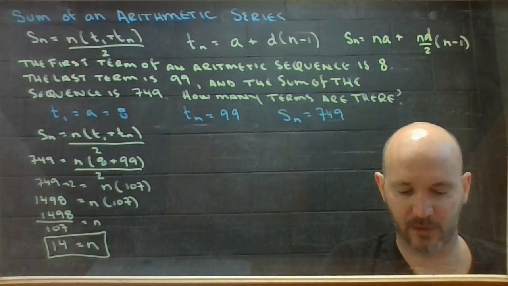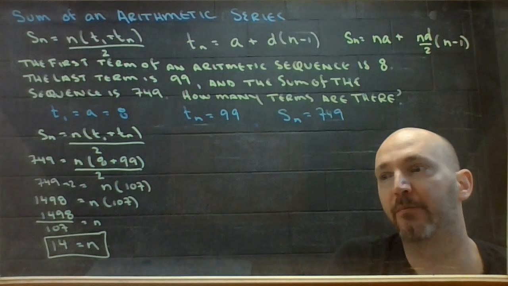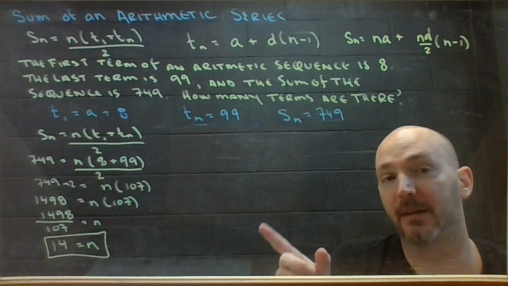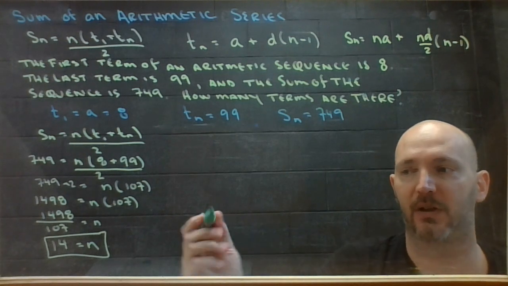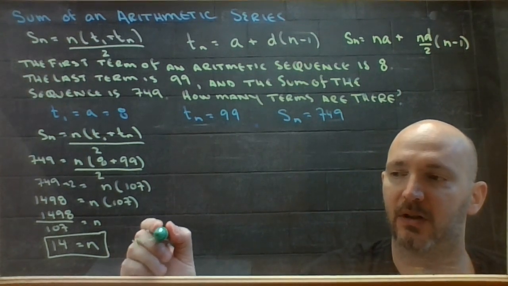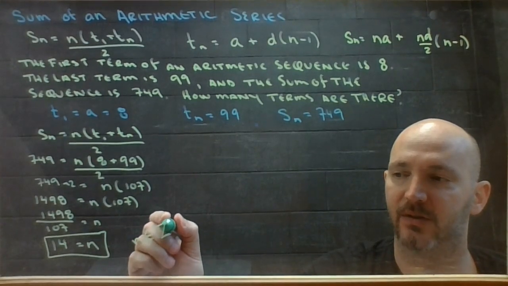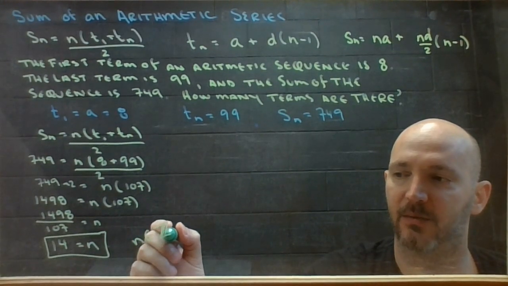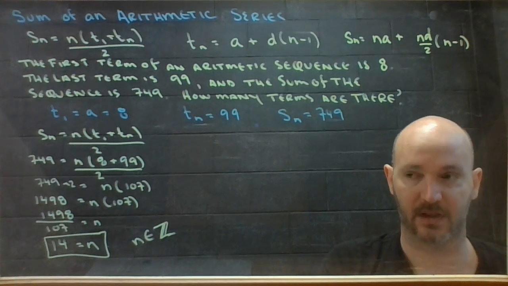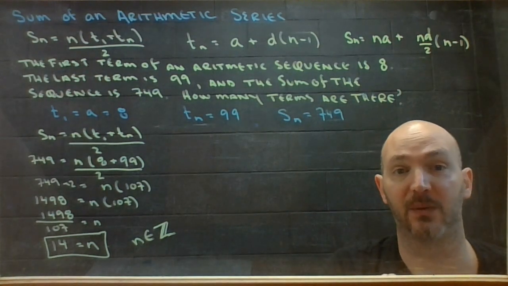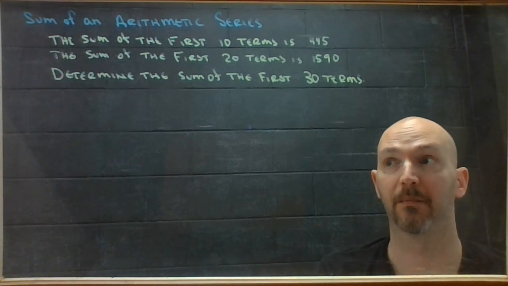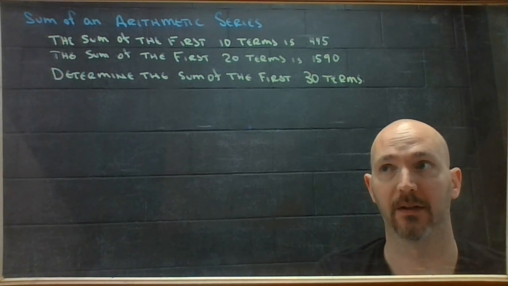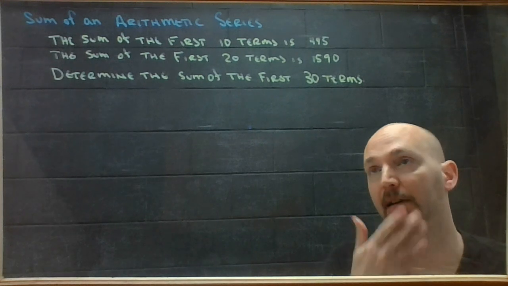So there must be 14 terms there. And that's a very encouraging answer because n, if you recall, n belongs to the integers. It's like double Z there. So it has to be something that's nice and round with no decimal points. The mother of all arithmetic series questions here.